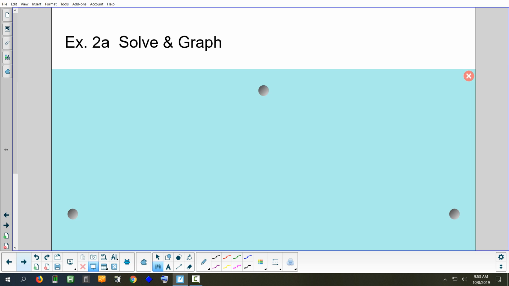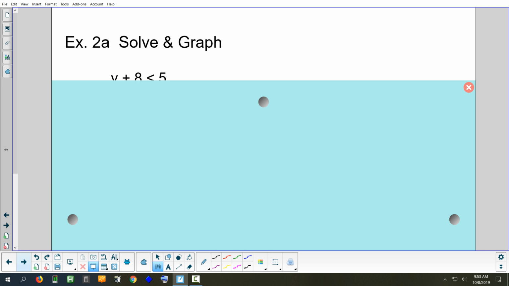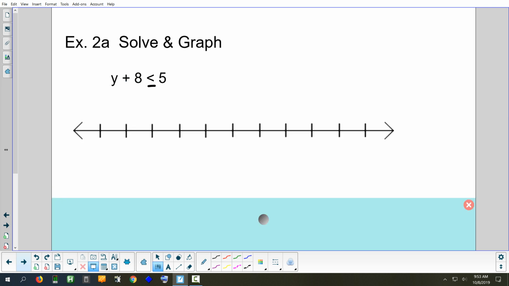Okay, why don't you guys try 2A? Okay, solve and graph. So it says y plus 8 is less than or equal to 5. Okay, so take maybe like 60 seconds. I'll walk around and see if you guys can solve that.